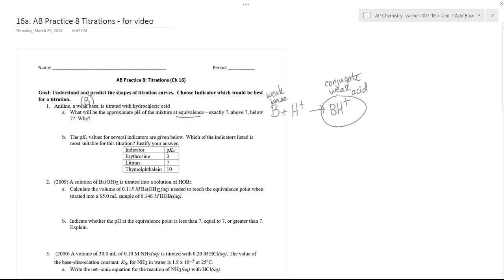So since our product is a weak acid, the pH is going to be below 7. And that is because our solution is going to be made of BH+, which is the conjugate weak acid.